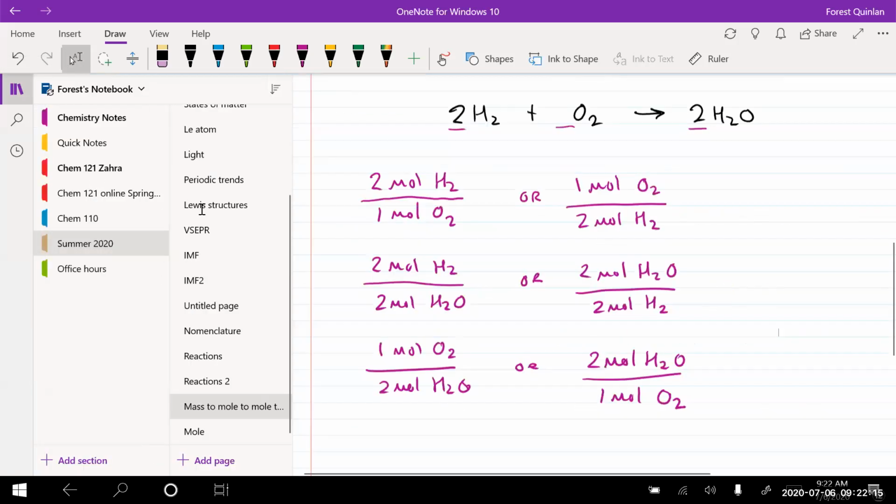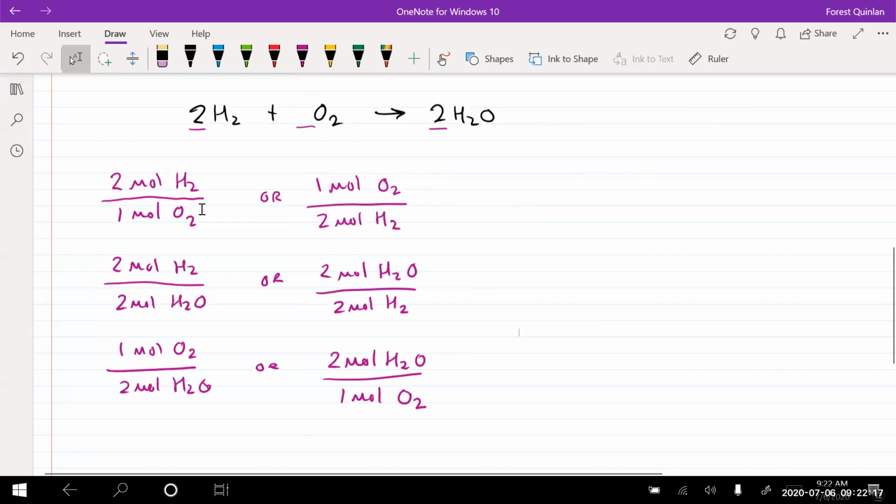So I'm going to ask an easy question before I show you the mathematics. If I have 2 moles of hydrogen, how many moles of water can I make? 2. If I have 4 moles of hydrogen, how many moles of water can I make? 4. These guys are on essentially a 1-to-1 or a 2-to-2 basis here.